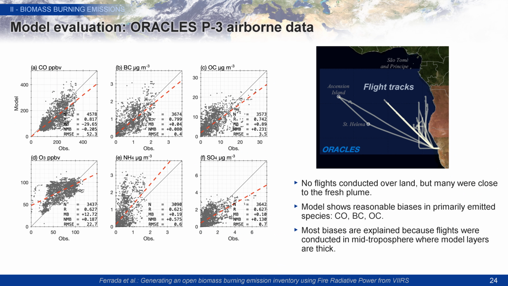When we compare against the airborne data from ORACLES, we also see some biases, but in general the correlations are above 0.75 for the primarily emitted species such as carbon monoxide, black carbon, and organic carbon, which are shown at the top. The secondary species such as ozone, ammonium, and sulfate show higher biases and lower correlations, but this depends more on the model itself and its parameterizations rather than on the fire emissions inventory. However, we acknowledge that this is more difficult to prove.